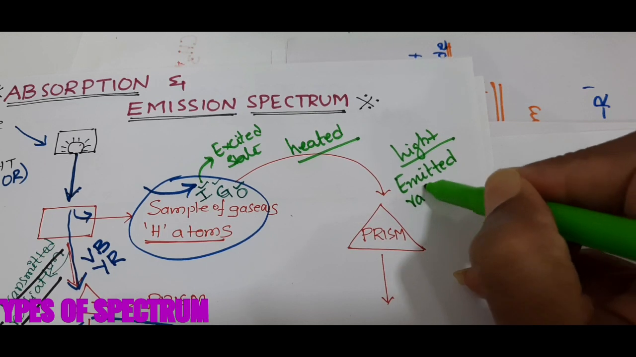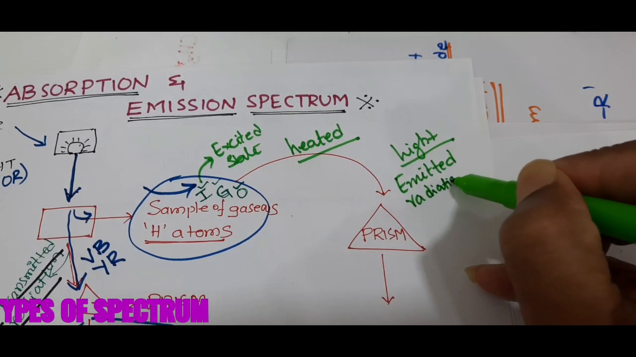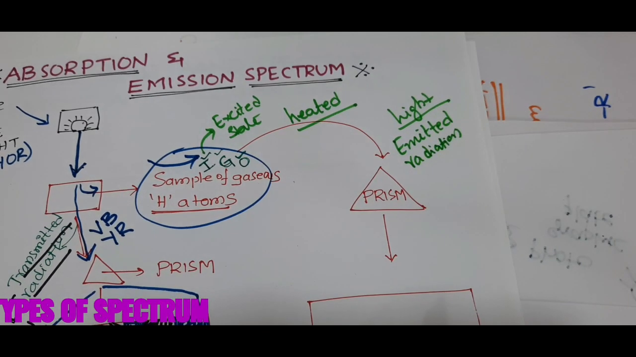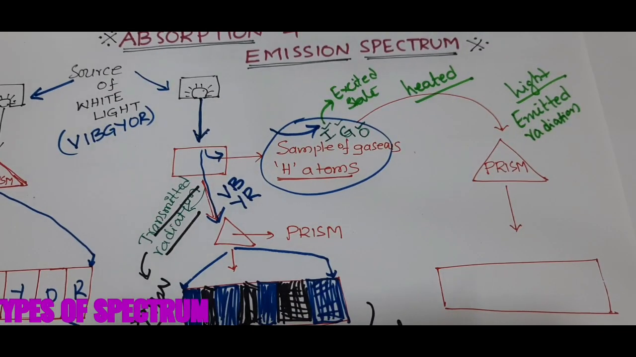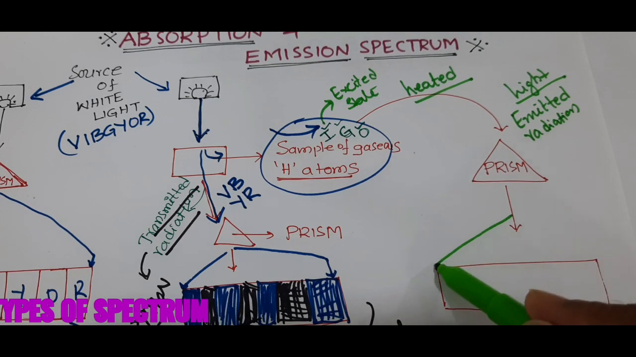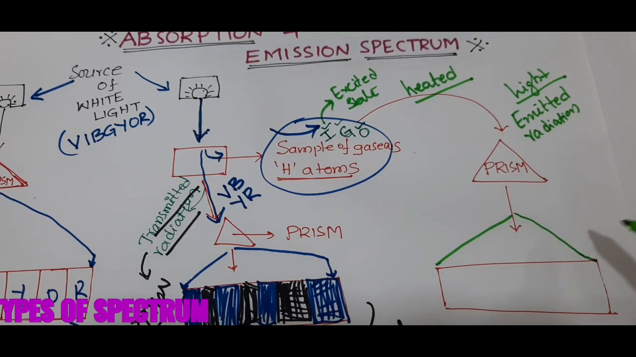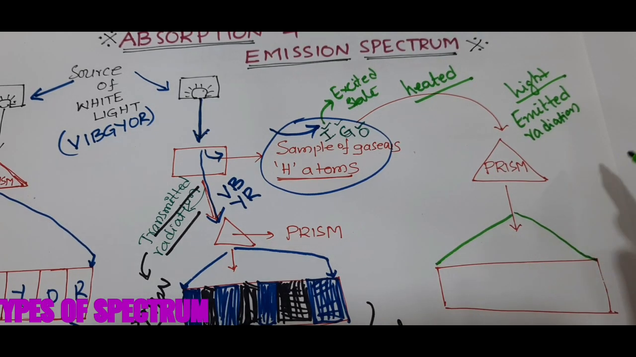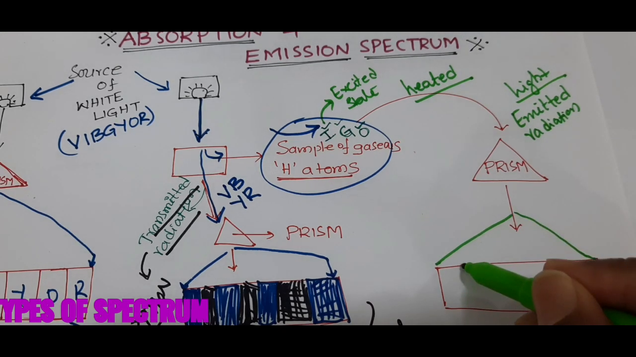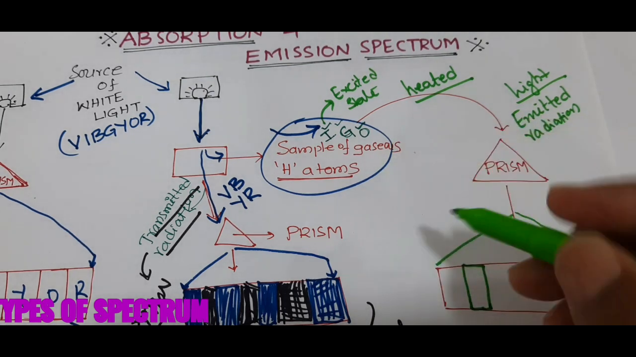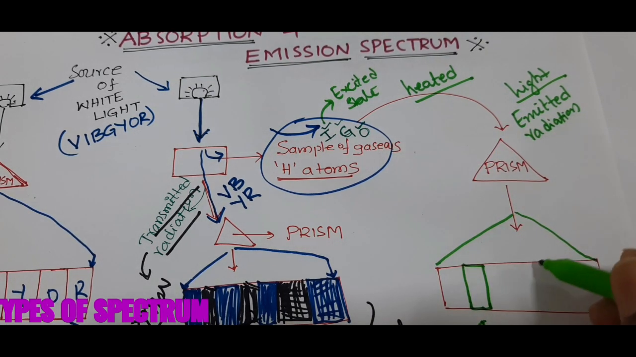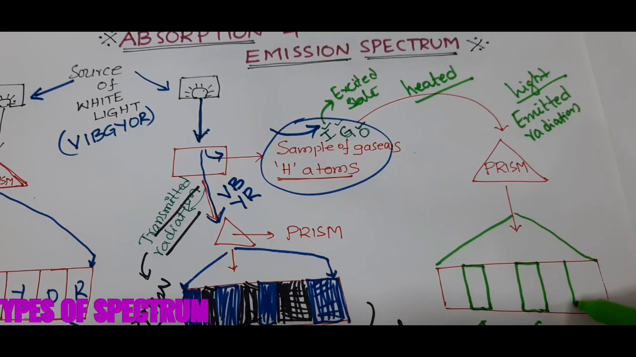Emitted radiation. If you are passing that emitted radiation through the prism, it disperses into its component colors. What are the component colors? Here you have one color. What is the color? That is indigo, and there is a space, and then green, and then orange.